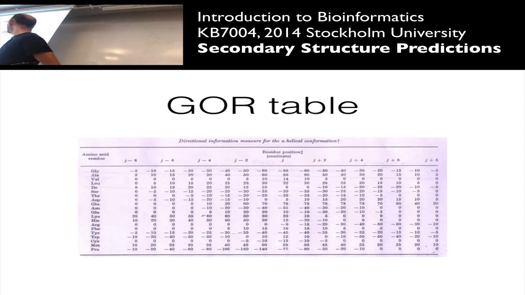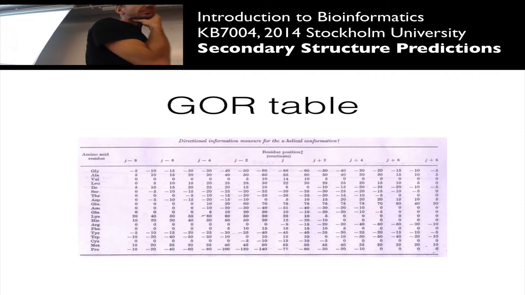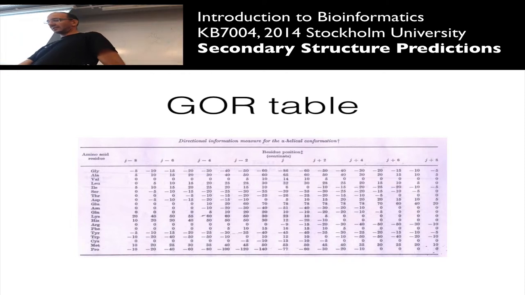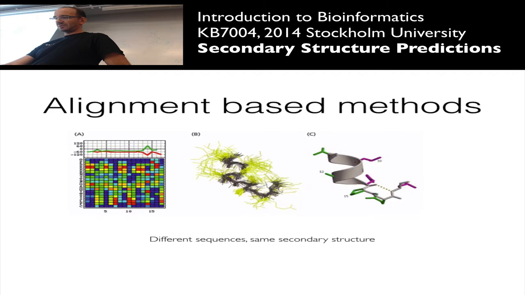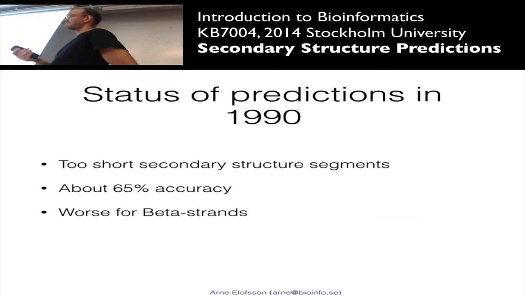And then if you want to predict, if you have this sequence, you just take your sequence and take these numbers and add them together. And you get a prediction. And as I said, you end up with something with about 65-67% accuracy.